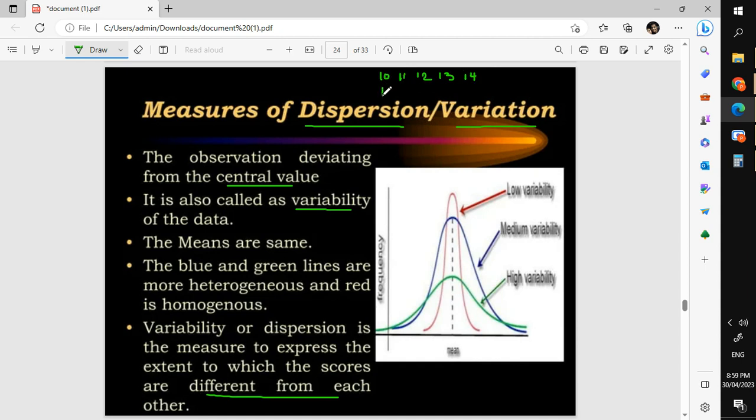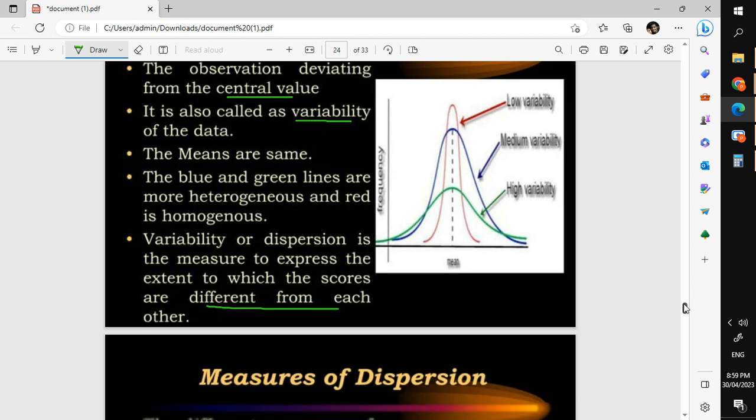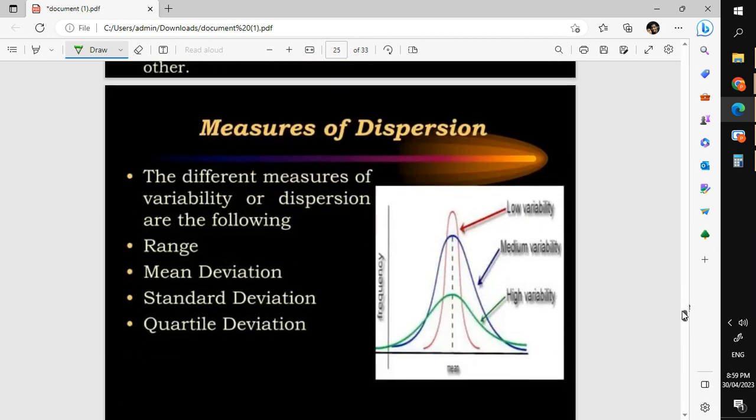Pero kung ang imong data is let's say 10, 15, 25, 41, 60, this has a high variability because if you are to get the difference of each data, dagko kaayo ang ilahang diferensya. So mas katag ang imuhang data.